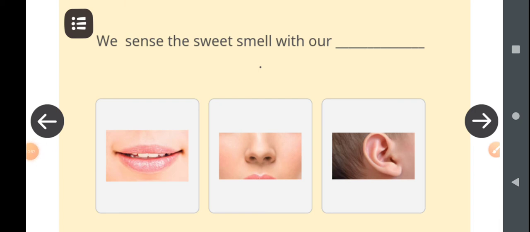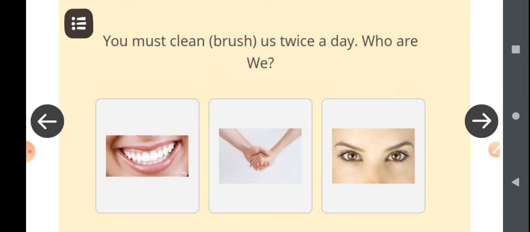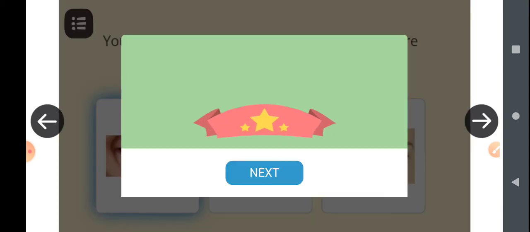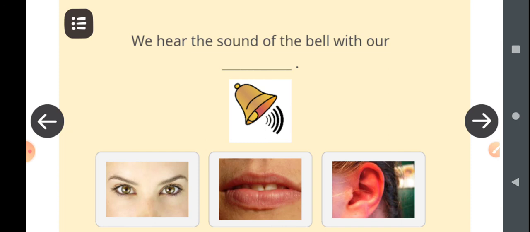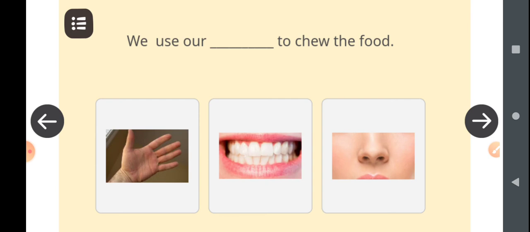We sense the sweet smell with our dash. How can we sense smell? Using which body part? Using the nose, right? Yes. So you must brush us twice a day. Who are we? Who should you brush exactly twice, in the morning and before going to sleep? Teeth, right? Teeth. Next one, we hear the sound of the bell with our dash. Using your ears, you will hear the sound, right? So, ears. Good.